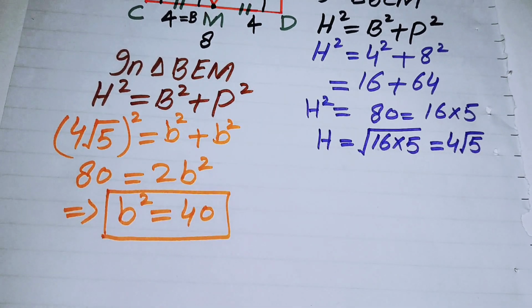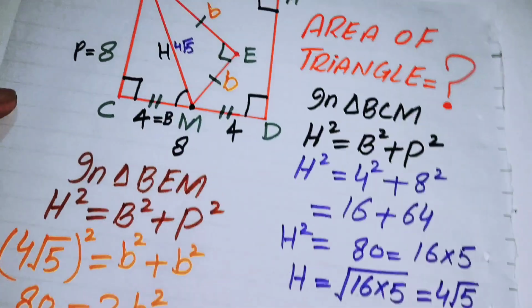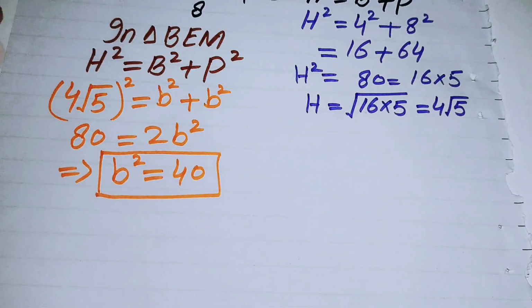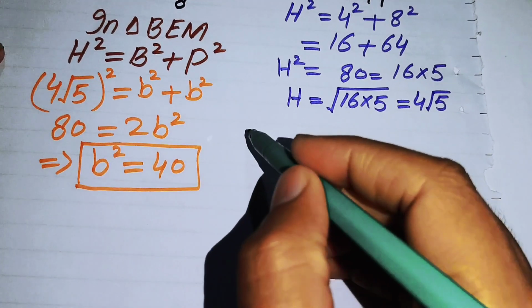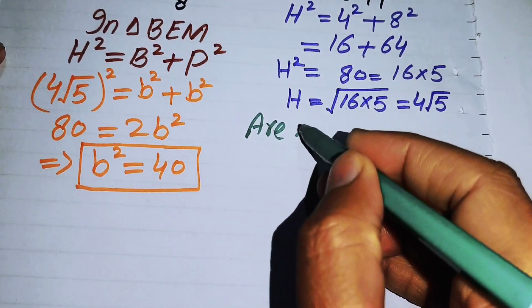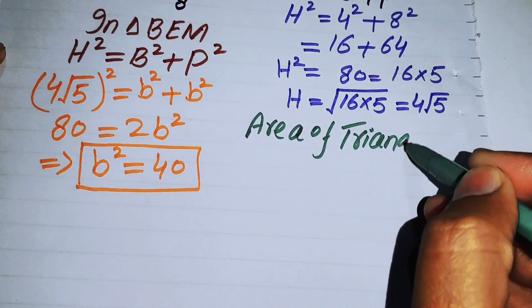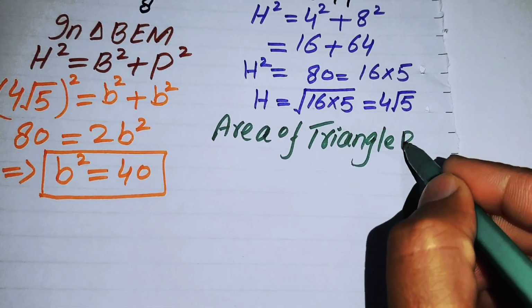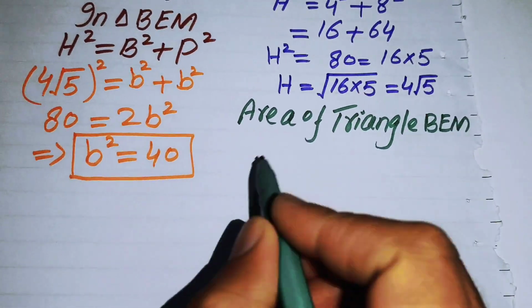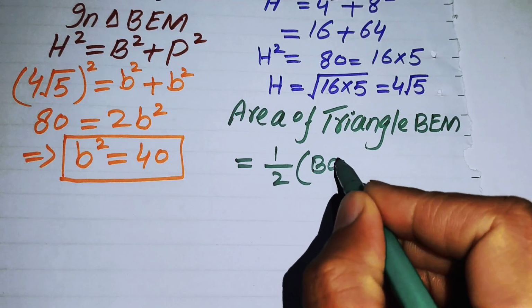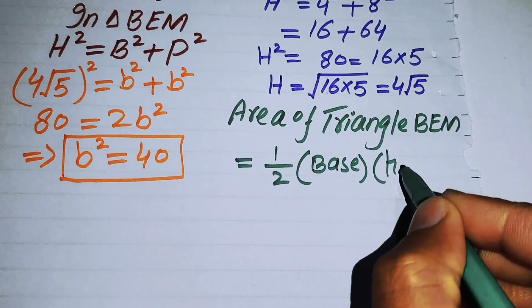And now we move towards our conclusion, or our claim. In this question, our claim is to find the area of this right triangle BEM. So you know the formula for the area of a triangle. Here I can write area of triangle BEM. So the formula of area of a triangle is half times base multiplied by its height.